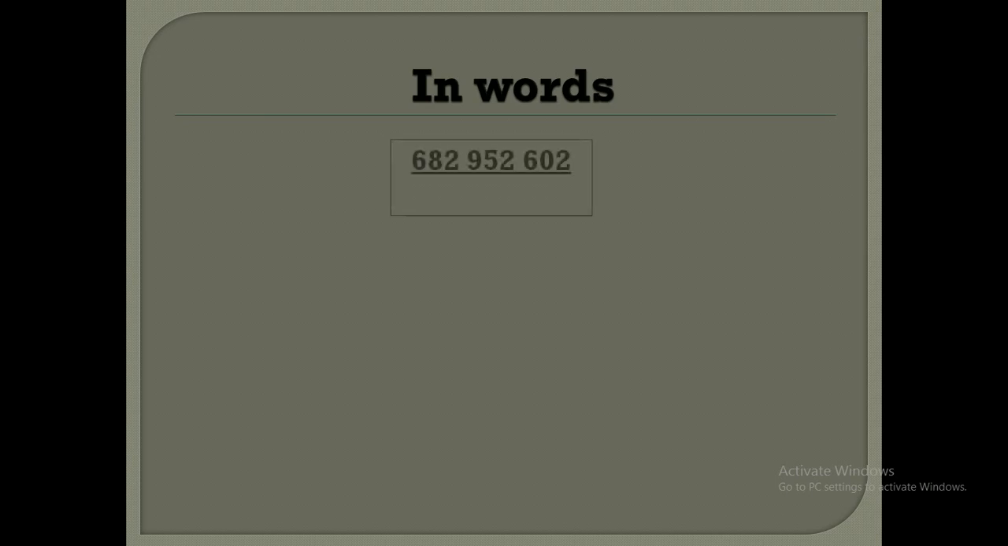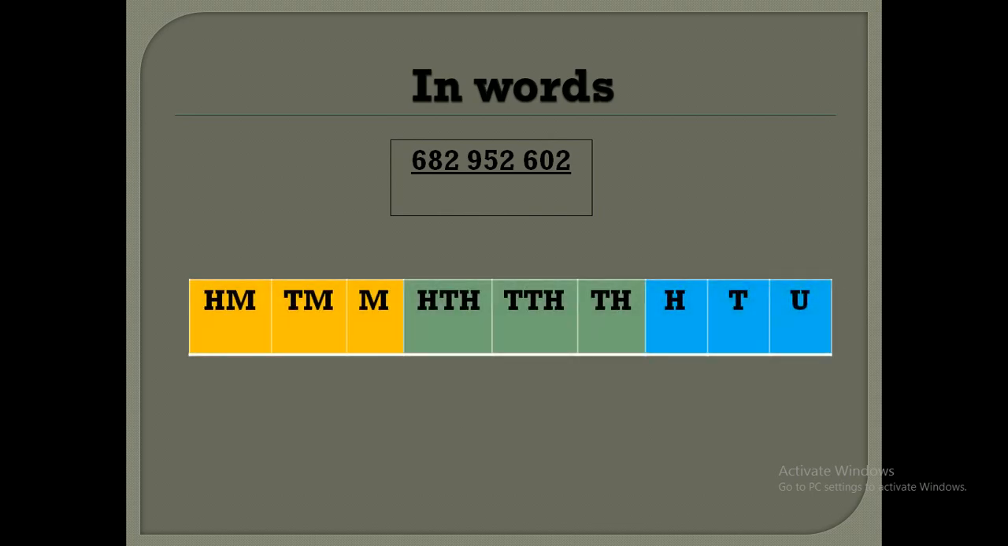Now it's a time to learn how to convert the numbers in words. Here I'm showing you a number. So I have to convert this number in words. So what will I do first? First I place the place value chart in front of you. Like 10, 100, 1000, 10,000, 100,000, million, 10 million and 100 millions.